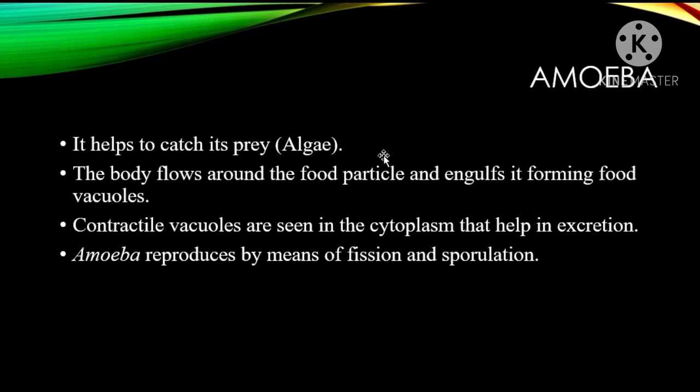So what is the importance of the food vacuole, and what is the importance of the contractile vacuole? The contractile vacuole present in amoeba regulates the water content of the cell. It is also a means of excreting waste from the cell by the process of diffusion. Without the contractile vacuole, amoeba cells may burst. These are the important features of the contractile vacuole present in amoeba.